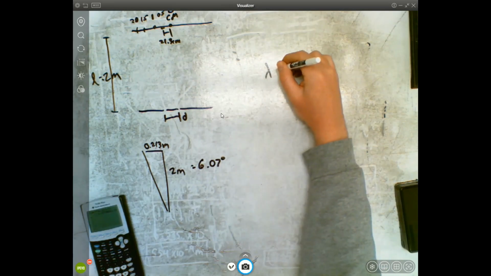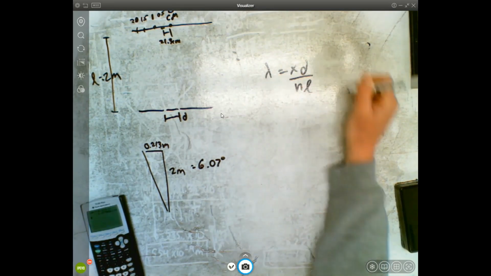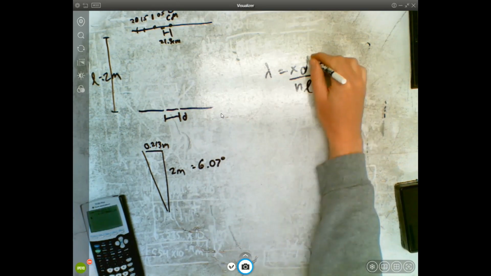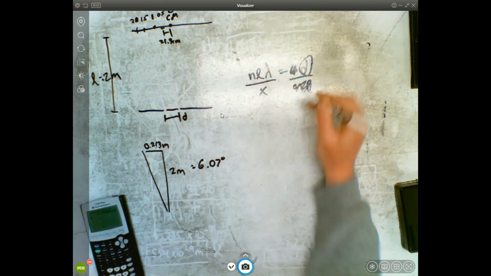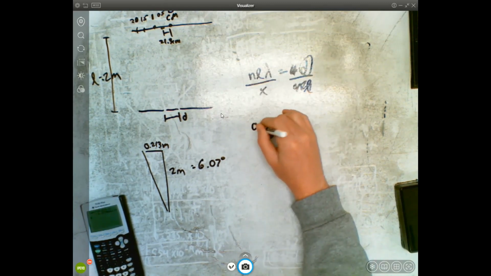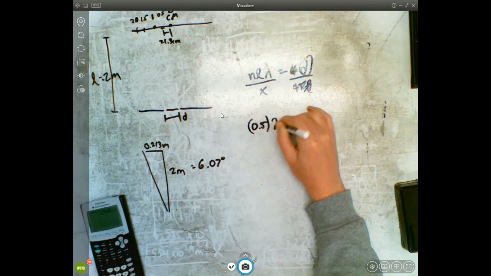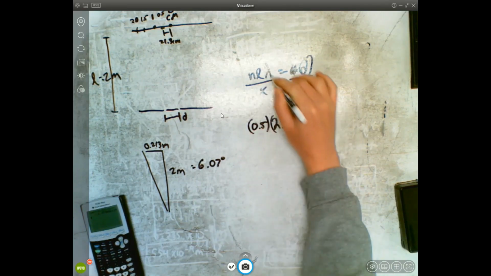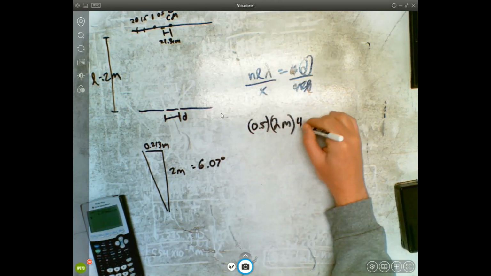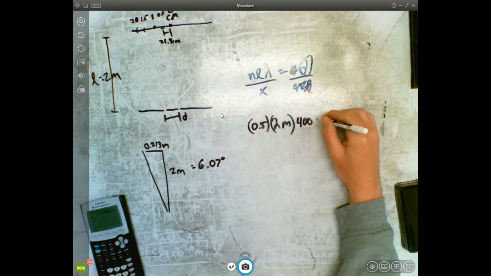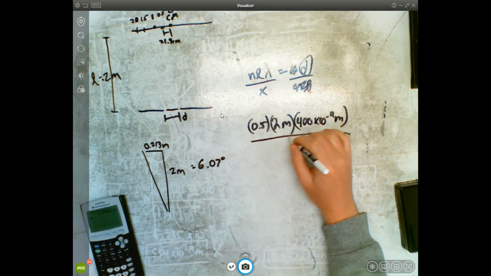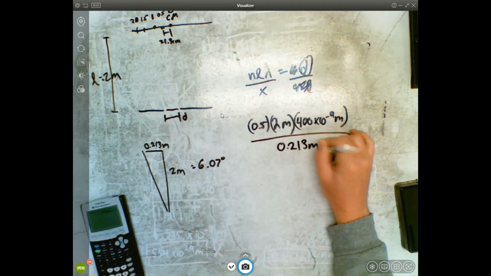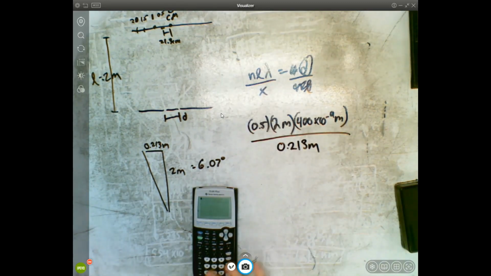Lambda equals xd over nl. We want to find our distance between our slits, so we move nl up top and x down below. So n is going to be our first dark spot, which is 0.5. Length to our screen is 2 meters. Lambda is 400 nanometers, so 400 times 10 to the negative 9 meters. And then the distance for x is going to be 0.213 meters. So I'll plug all of that into the calculator.